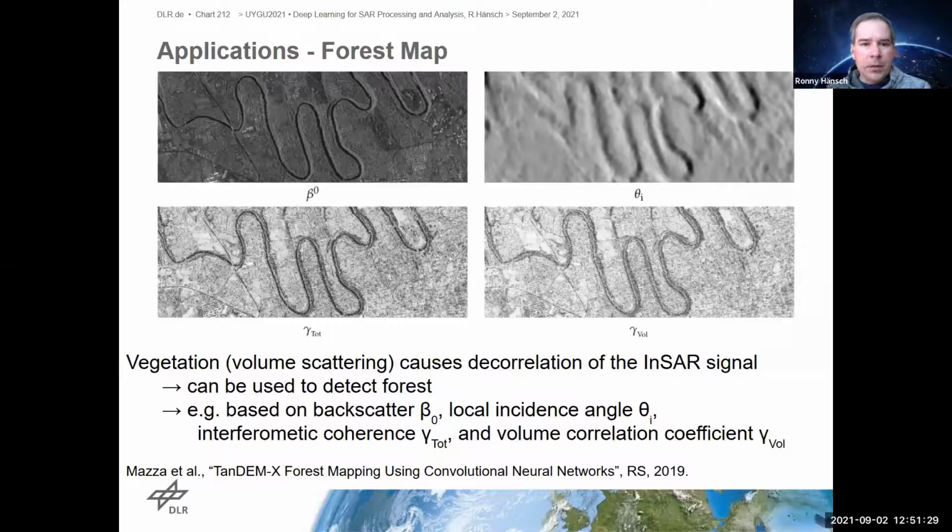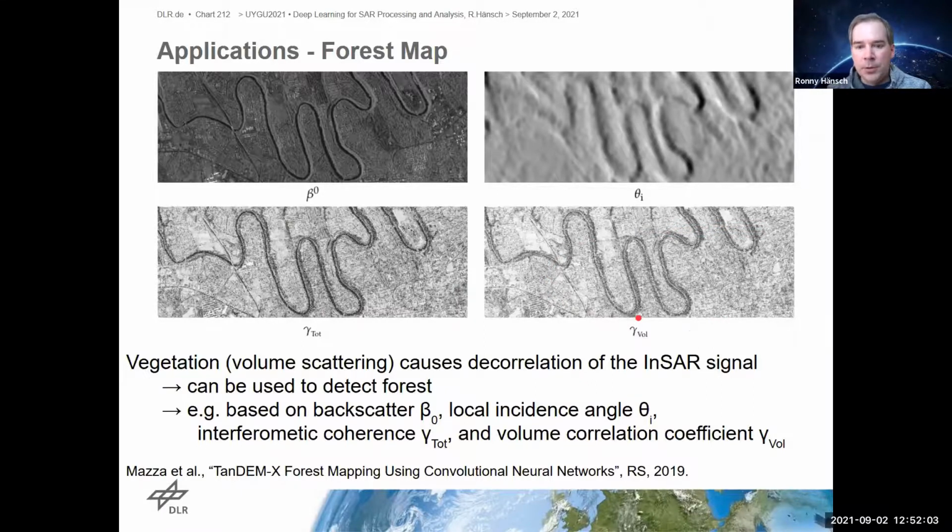A little bit connected to that is forest classification. So in this work here, they used InSAR data from the TanDEM-X sensor, right? So those two TerraSAR-X sensors that are flying in constellation. You can have different measurements for that. So you can have the backscatter amplitude. You can have the local incidence angle that also depends on the topography. You can have the complete decorrelation, right? So the coherence of the interferogram, or you can try to estimate only the volume part of this decorrelation.